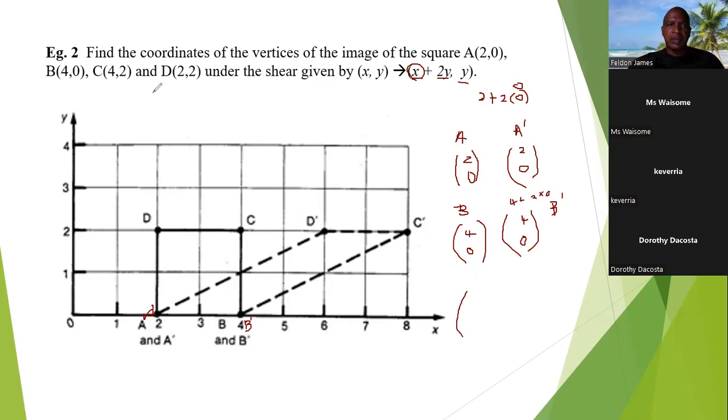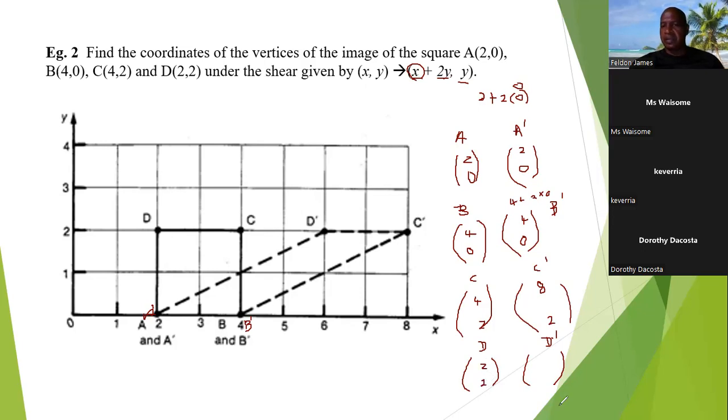So C would be 4, 2. So this would be C, and we want to calculate C dash. So for C dash, we're using the formula X, which is 4 plus 2y. So it's 4 plus 2 times 2. 4 plus 2 twos, 4, that will give you what? 8. And the y value still remains 2. Let us do D. So here we should have D dash, and D would be the coordinates 2 and 2.